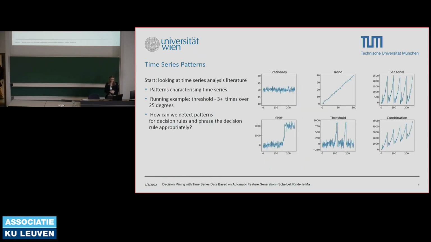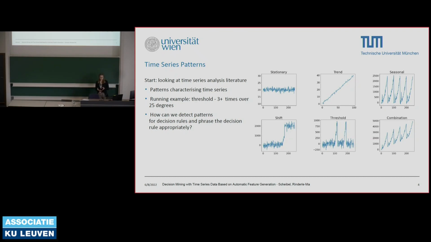We started by looking at time series literature, and one very interesting aspect is patterns. How can we characterize time series by the patterns that occur? And so we identified a couple of interesting patterns. For example, a stationary pattern is where the mean of a time series stays basically constant and the values just fluctuate around that mean. We have a trend where the values decrease or increase continually.